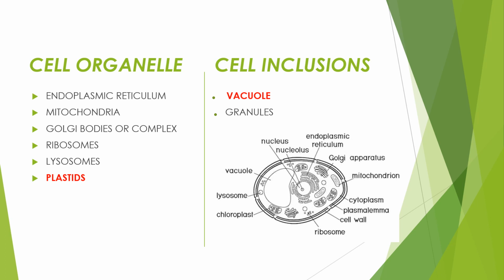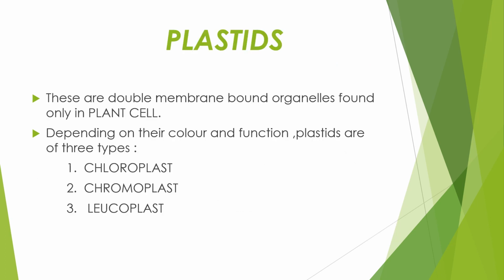So the cell membrane we have to study, which we have done in detail in the previous videos. Cytoplasm we have to study, which we have also done a little bit, including in this video. And the nucleus we have done in great detail in the previous video. And cell organelles and cell inclusions: not all are in your syllabus, only plastids and vacuoles. So in this video we are going to do the plastids and vacuoles.